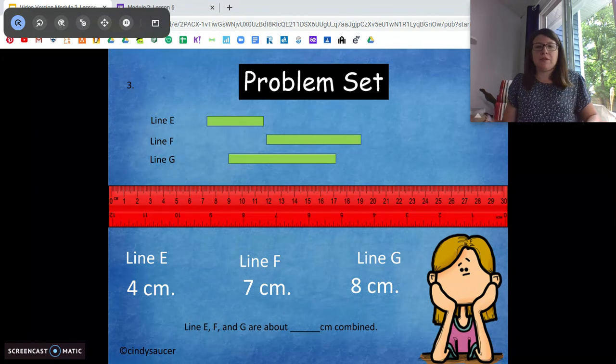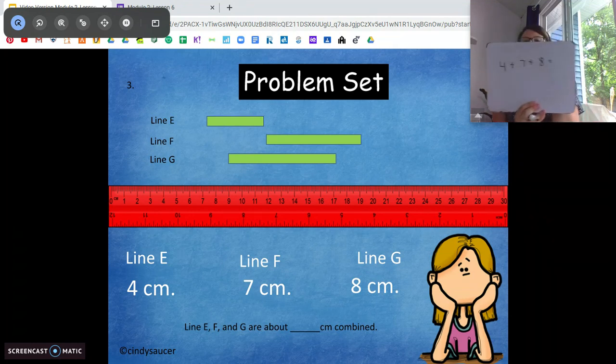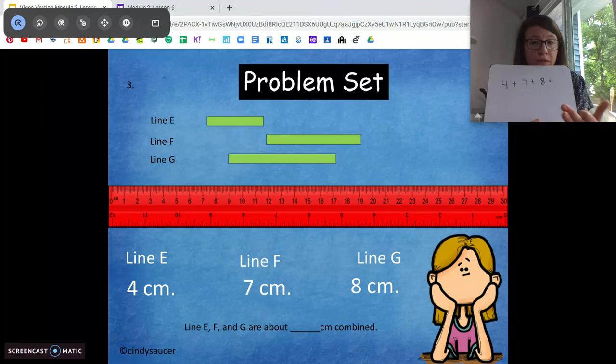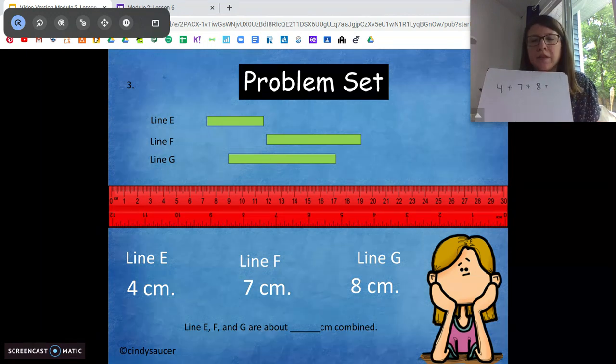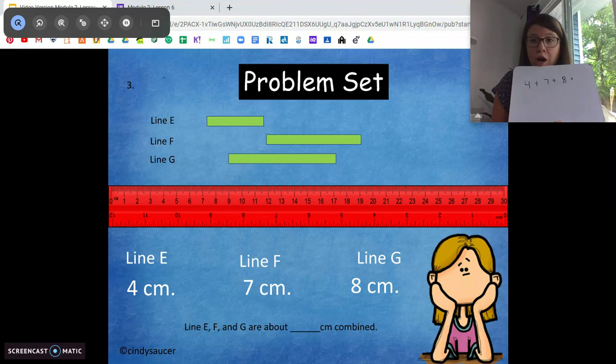So we're going to set up a number sentence. 4 plus 7 plus 8 equals. And then you're going to solve. You could also, if it's easier for you to count the different lengths and then count on from there, that's fine. But your first step is always going to be to figure out the lengths of the lines, and then you're going to add them together when you need to combine. So go ahead and pause and solve.